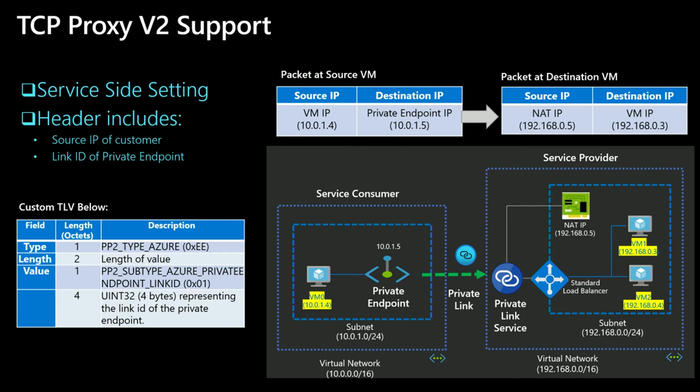We are already working with Nginx to get this into play. You can even see a sample TLV that we are using for Azure Private Link. The important point here is that with TCP Proxy V2, the information that we carry to the service provider side is the client IP, the actual source IP of the consumer, and the link ID of the private endpoint. You can use this information for various purposes such as echoing, filtering, and so on.